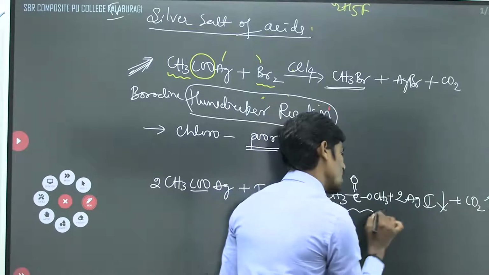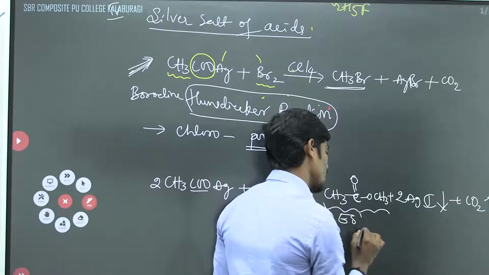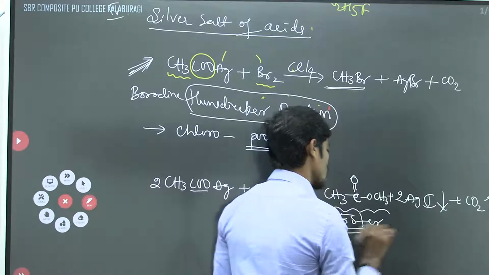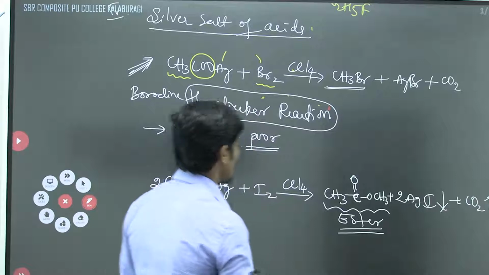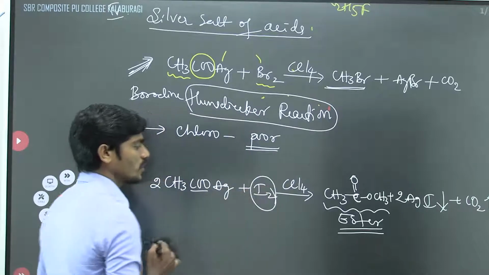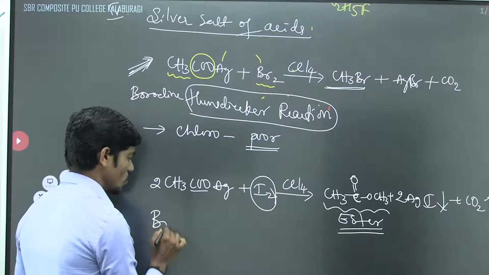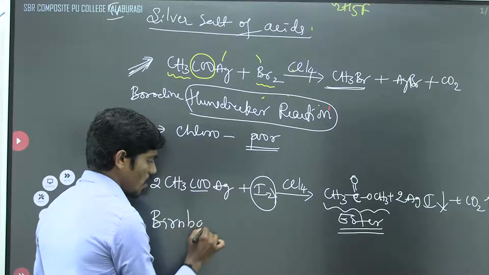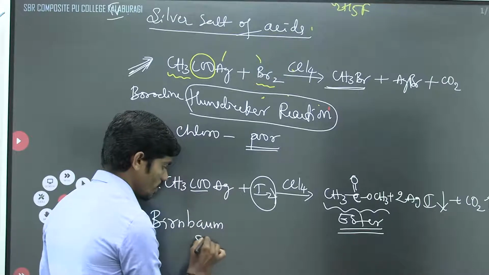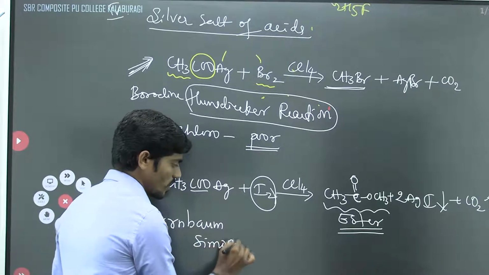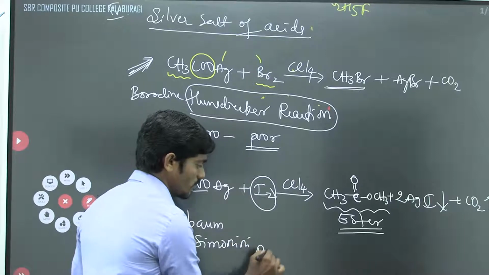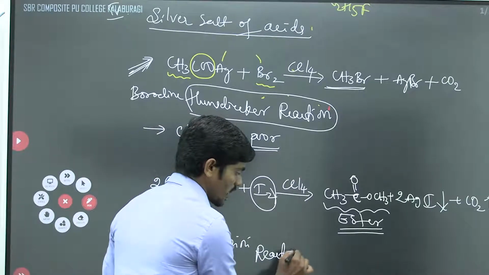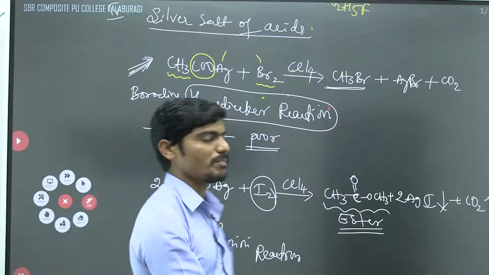So instead of alkyl halide, we are getting ester as the product. We cannot get alkyl halide with iodine. So this reaction is known as the Birnbaum-Simonini reaction. Yes, this is a very simple concept.